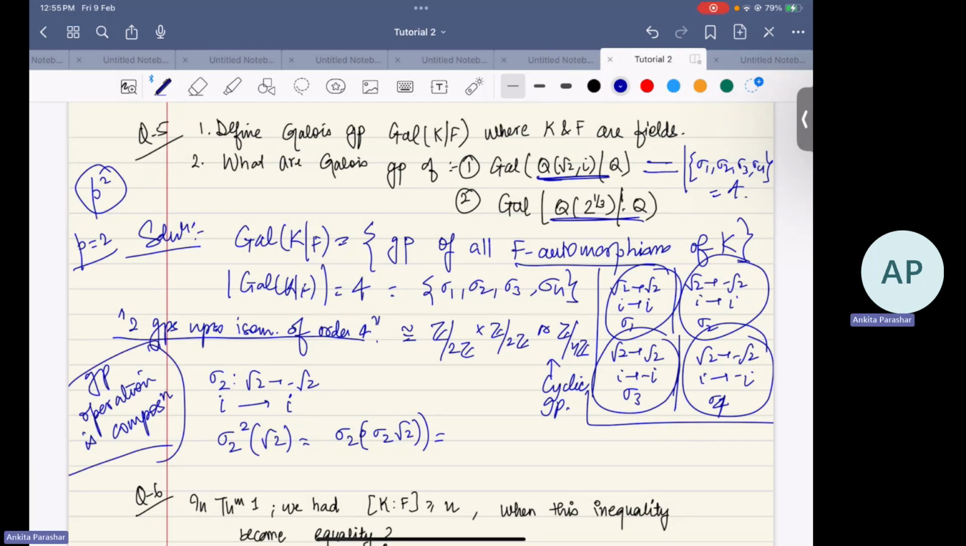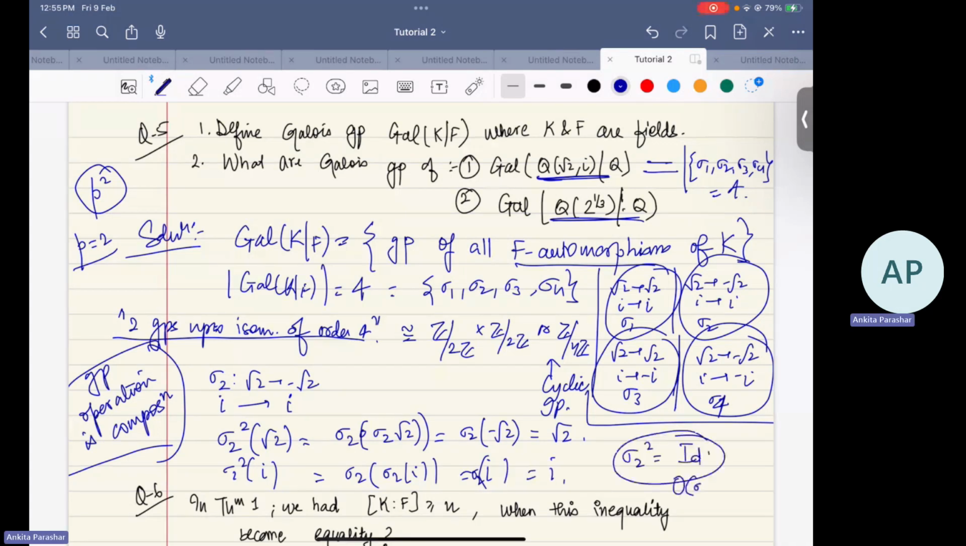We are composing. Sigma 2 takes root 2 to minus root 2, but minus root 2 goes back to root 2. Sigma 2 squared of i is sigma 2 of i, which is i. That means sigma 2 squared is the identity map, so the order of sigma 2 is 2. You will see that sigma 3 and sigma 4 also have order 2. Your group does not have any element of order 4. So which group should it be? It will be Z2, so our group is Z2 cross Z2.